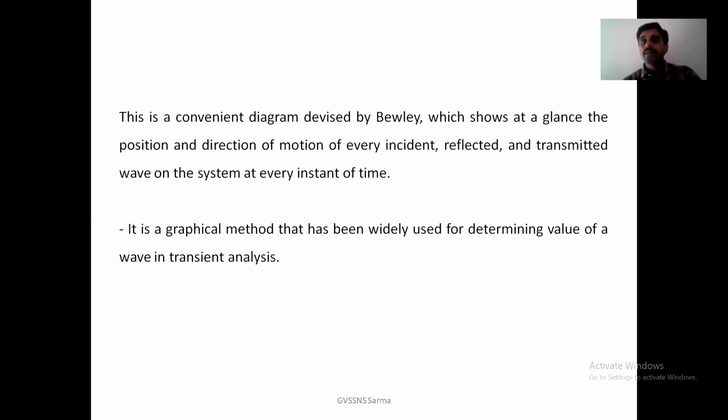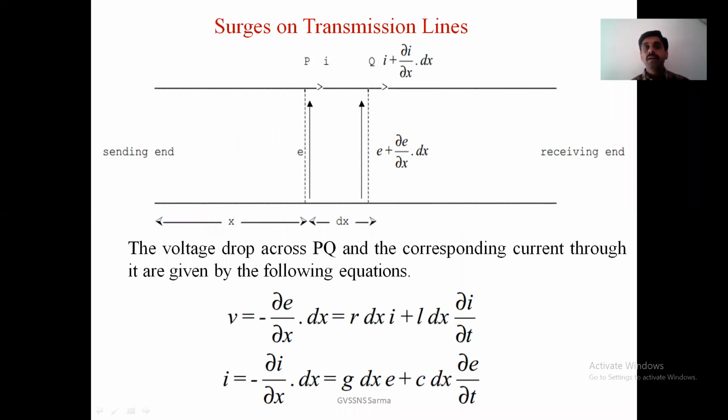By observing that, we can easily find out various voltages, traveling waves, incident wave, reflected wave, and transmitted wave at every junction. So we can say it is a graphical method that has been widely used for determining the value of a wave in transient analysis. Before going to discuss that, let us have a recap on transmission lines.